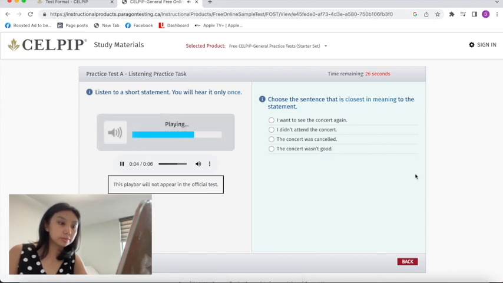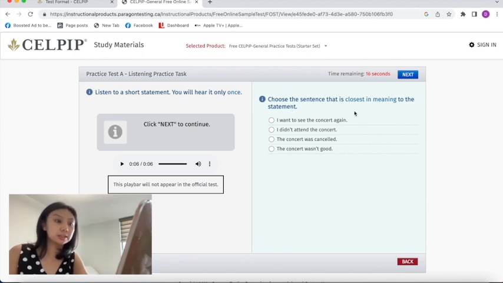Kahit sa test, ganun din. Unfortunately, I missed the concert last night. So here it will tell you kung ilang seconds remaining for that question. And then again, the question is choose a sentence that is closest to meaning to this statement. So from what I heard, it seems like the narrator did not attend the concert. So you also have to look kung ano yung mga cancel out na answers possible.